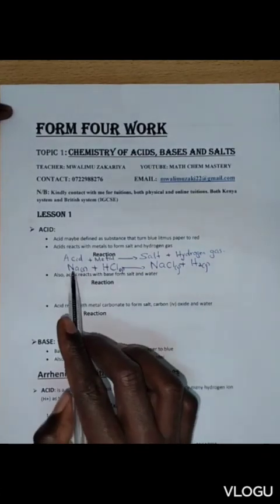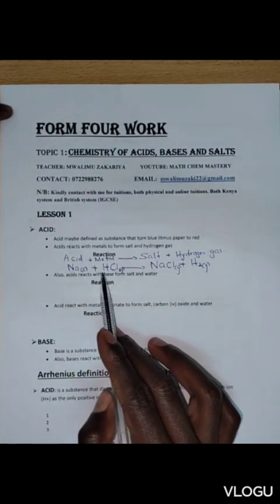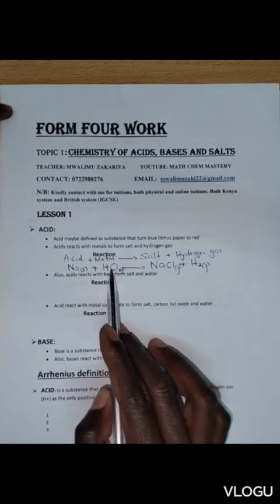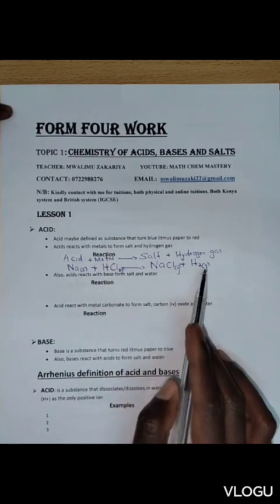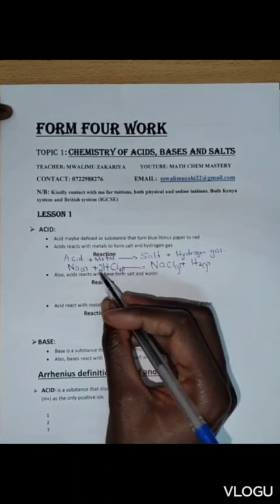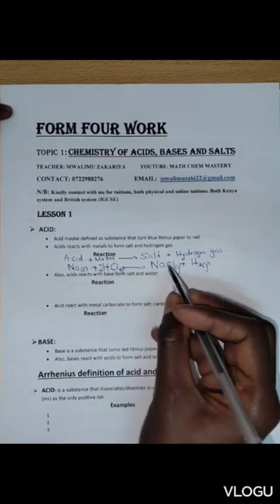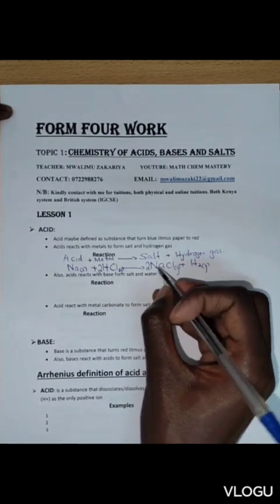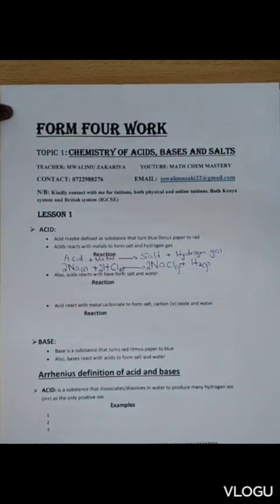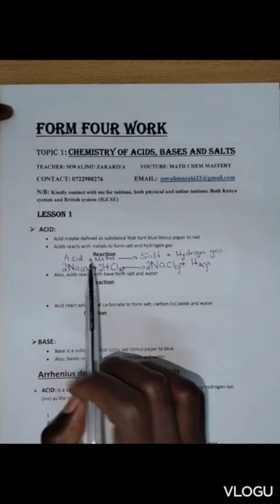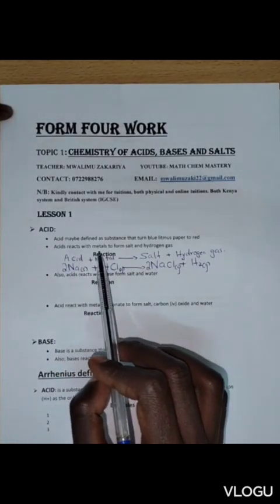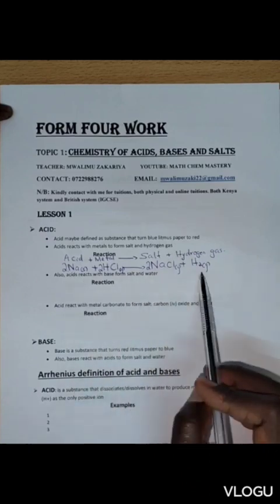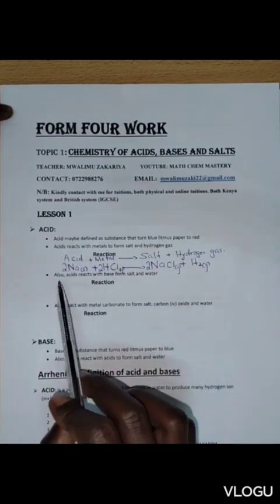If we balance here, sodium is 1, hydrogen is 1, chlorine is 1, and hydrogen on the product side is 2. So let's balance here with 2. Chlorine is affected again, chlorine is now 2, and sodium is affected, so sodium is 2 again. That is now the acid reacting with the metal to form salt and hydrogen gas, and we see the reaction.